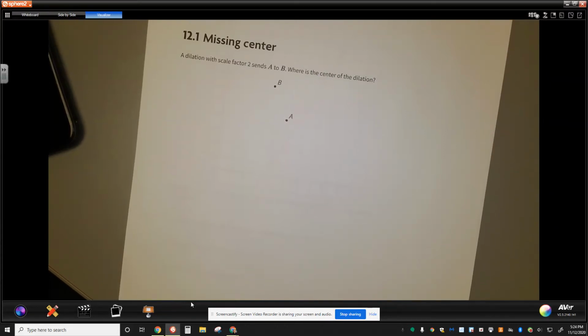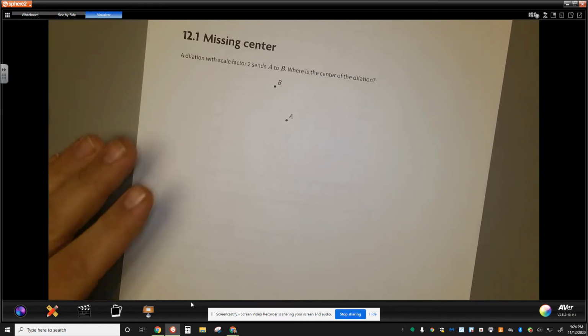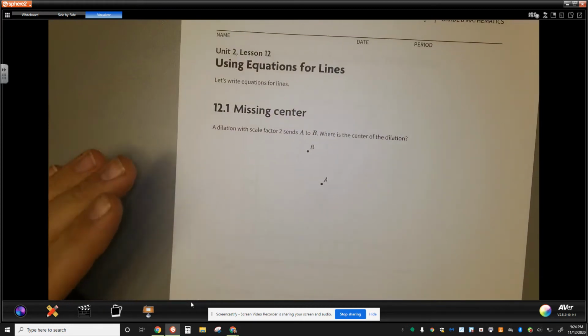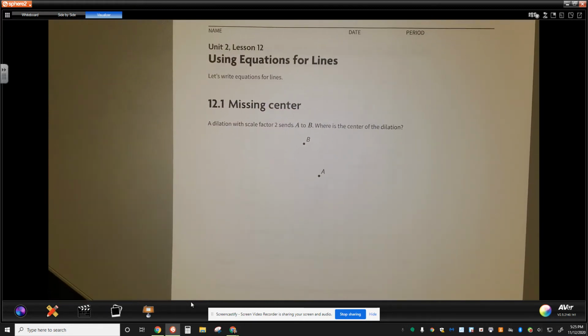Here we are at Unit 2, Lesson 12. What we will be doing today is we're going to continue a little bit more of our discussion from Lesson 11, where we talk about using the equations for lines. The first thing that we want to do is actually talk about dilation, just a quick review.